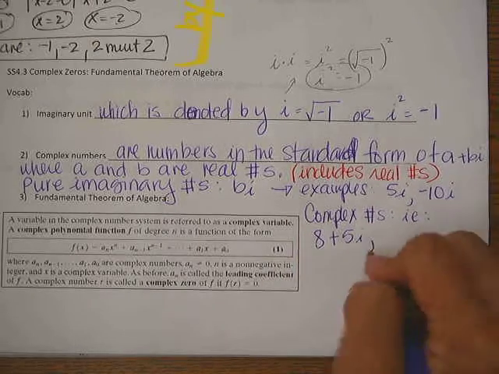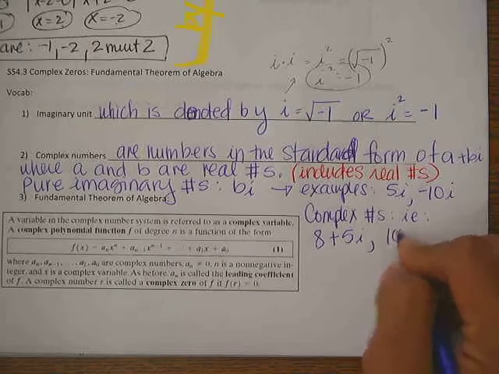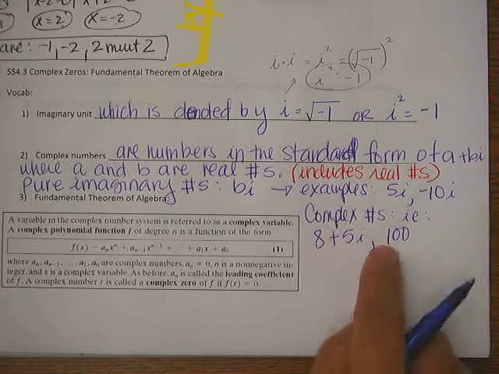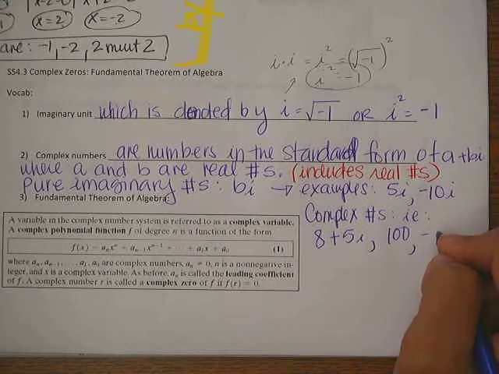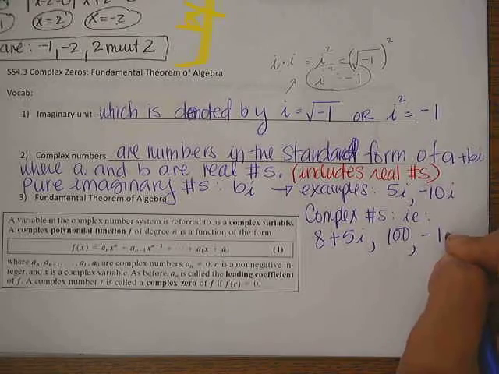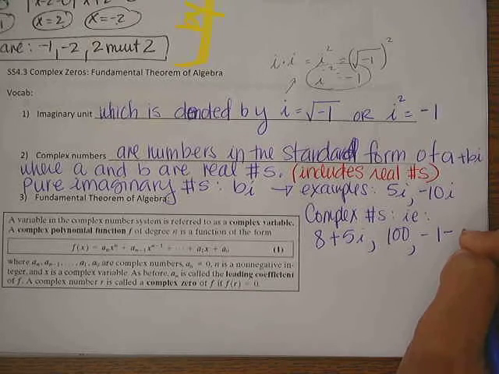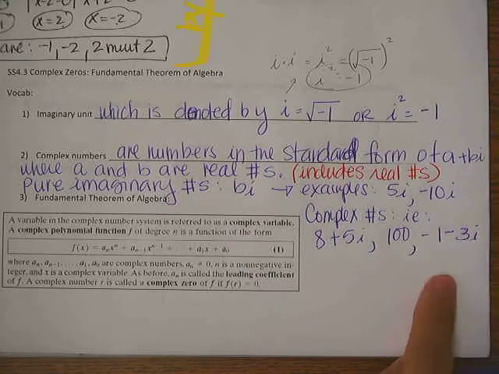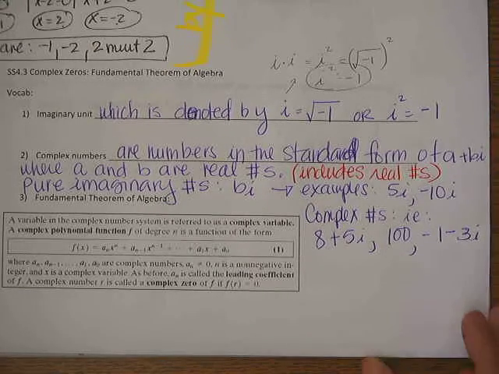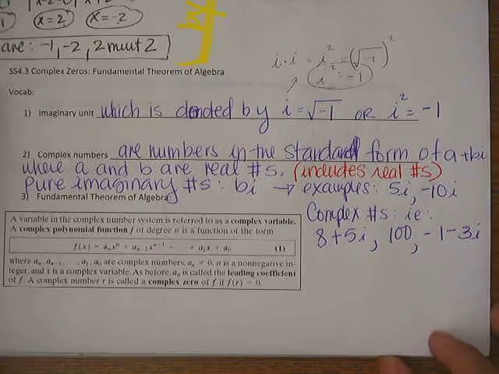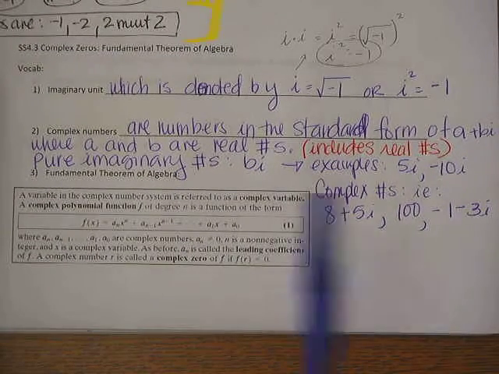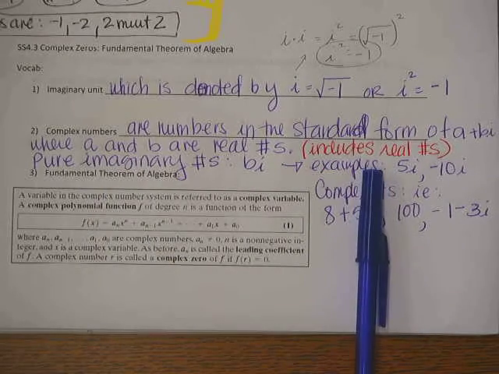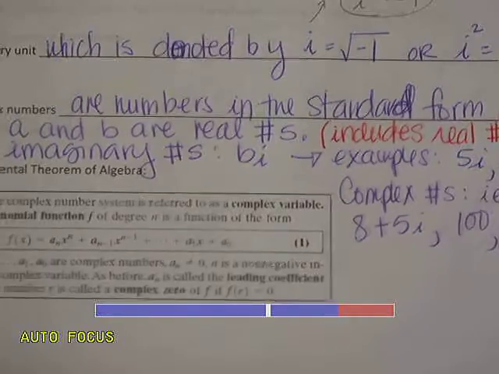Then I can also write 100. This is a real number, but it's also part of my complex. And I can even do -1 minus 3i. These are all examples of complex numbers. All right, let's read this box, and again, remember, this is so important. Complex numbers also mean real numbers included. Let's move into this box so we can read this definition.